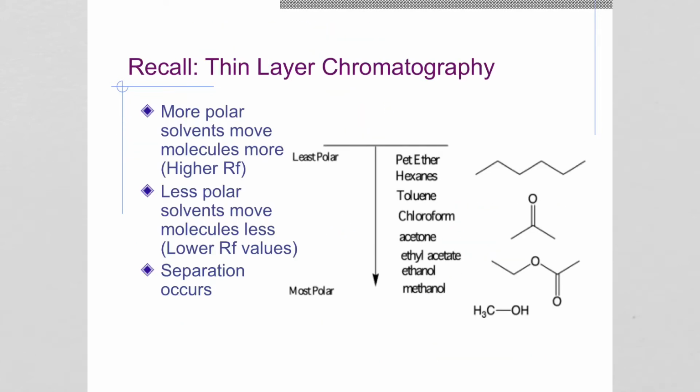Recall from thin layer chromatography that more polar solvents move the molecules more on a TLC plate. In other words, the molecules will have a higher RF value. Less polar solvents move the molecules a little less, so they have lower RF values, and that's how we get separation. We're going to use a combination of solvents, specifically nonpolar hexanes mixed with a little bit of diethyl ether, which is more polar, and that's going to allow us to separate the compounds.